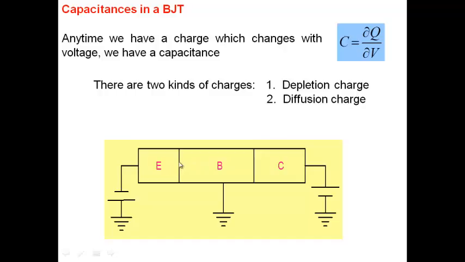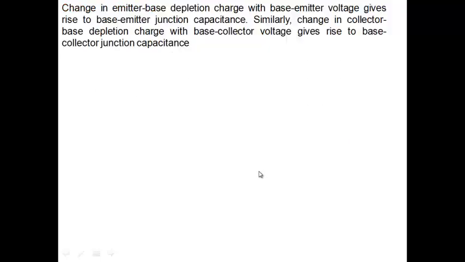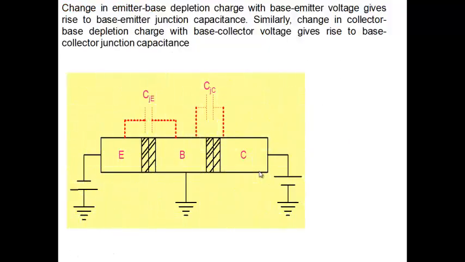We know that there's a base emitter junction here. There's a depletion region here, the emitter base depletion charge. Similarly, there's a junction here, the collector base depletion charge. Now we know that as I change my emitter base voltage, this depletion charge changes. So I have a capacitance there. Similarly, when I change the collector base voltage here, this particular charge changes. So I have a capacitance there. So two capacitances we can see already.